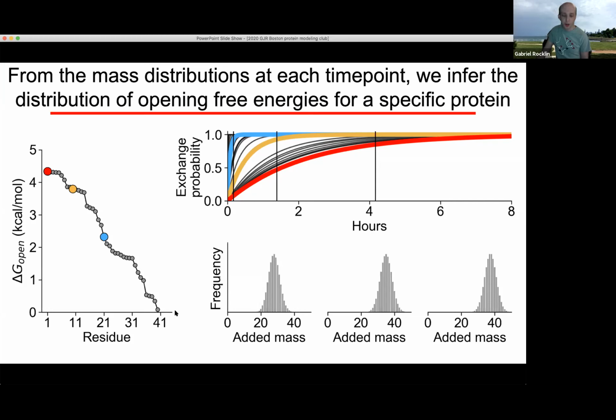And I just want to repeat again, we don't know what opening energy goes with what residue, but what I'm going to show you in a minute is that I think we can learn quite a lot from these distributions of opening energies. And ultimately, when we make this experiment even better, I think we'll be able to experimentally localize these opening energies, but we're not there yet. Does anyone have any questions right here before I go on?